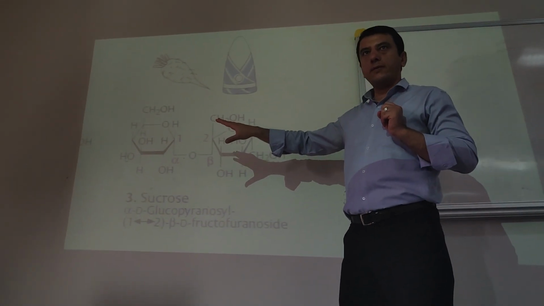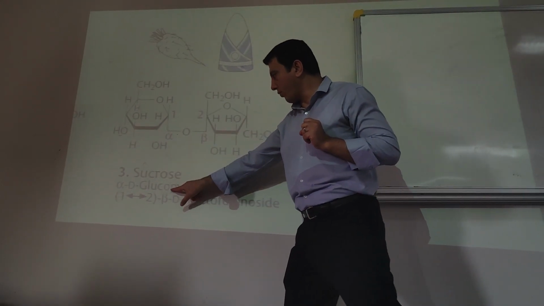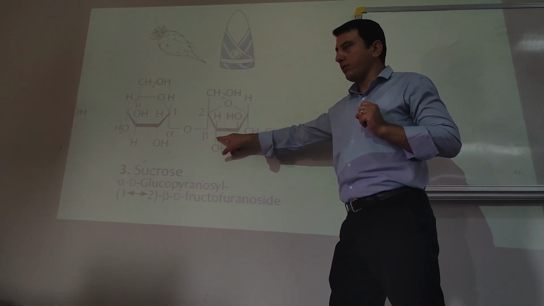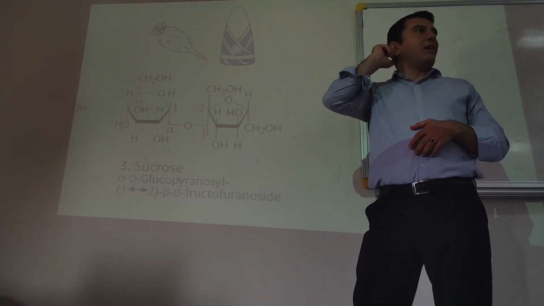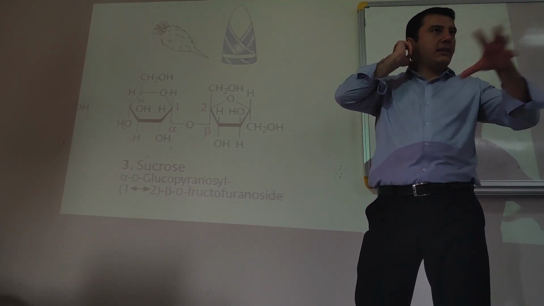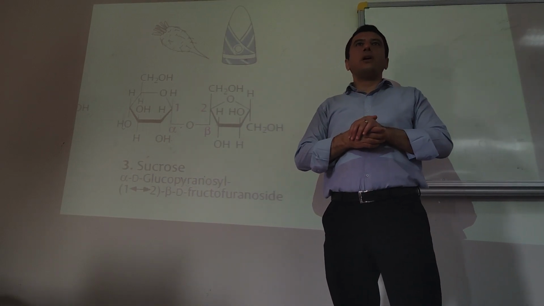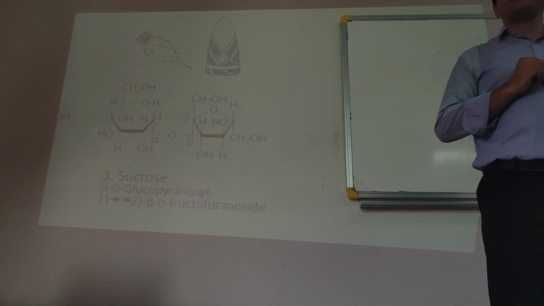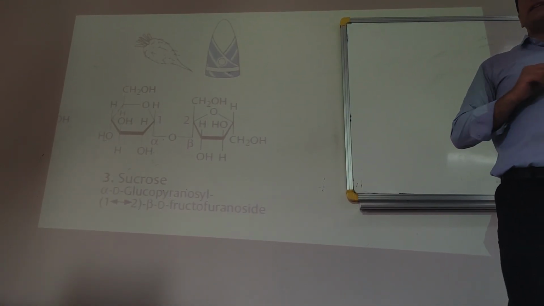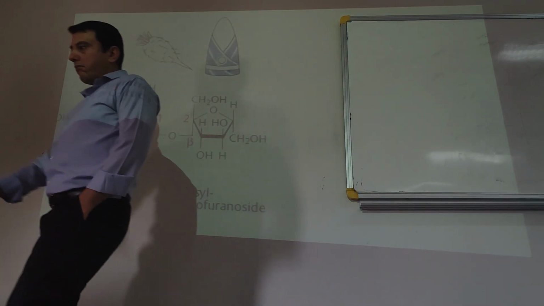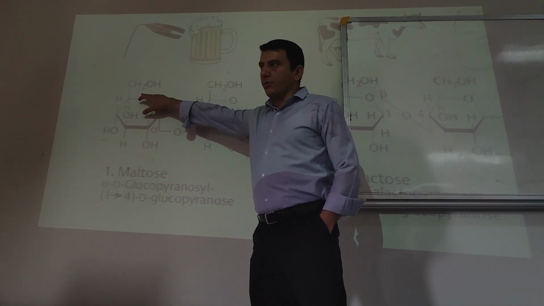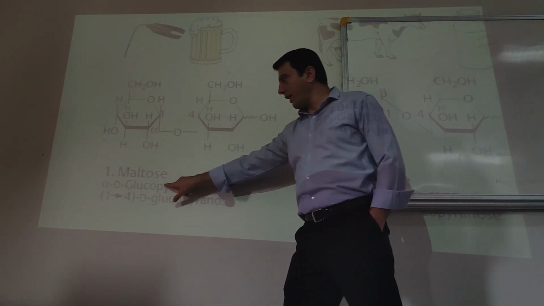As you can see here, the first sugar is glucose, and the next one is fructose. This is fructose, and this is glucose. What is the linkage between these two sugars? What is the type of glycoside? Is it alpha or beta? Remember, if we have an alpha sugar, we have an alpha linkage.